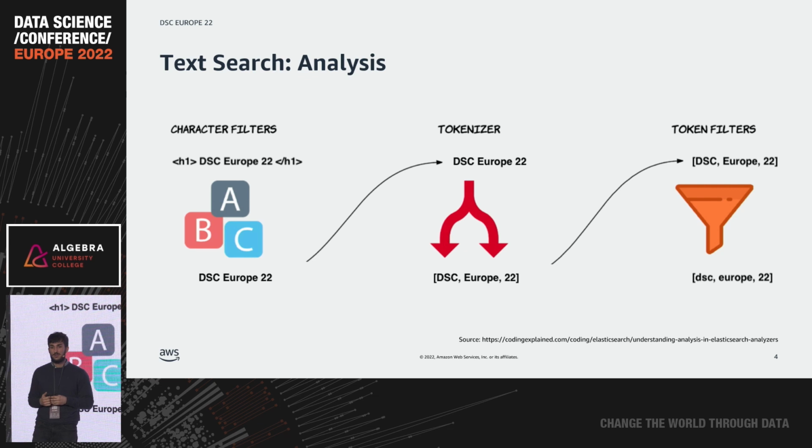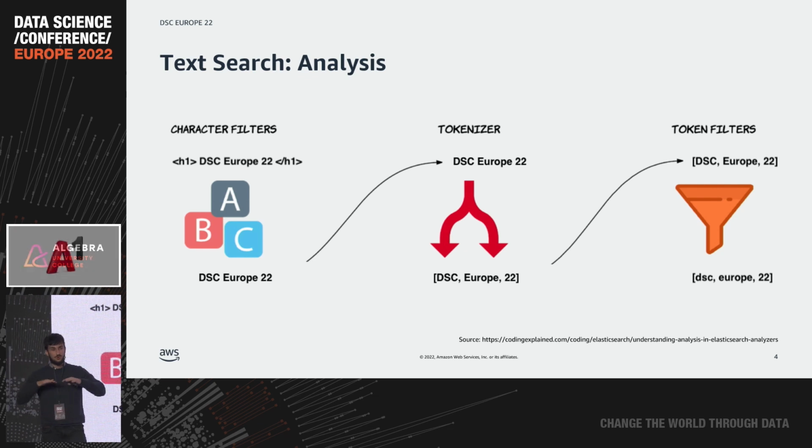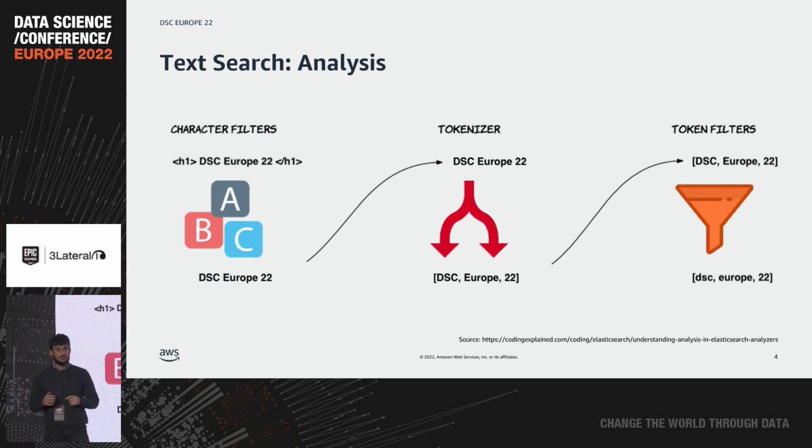And finally, we can apply some token filters in order to homogenize the data. A simple token filter could be to lowercase the data and keep it lowercase. So this is dsc europe 22. Once this data is structured or organized into tokens, we can store it in the data store that is going to allow us to query that data back later.